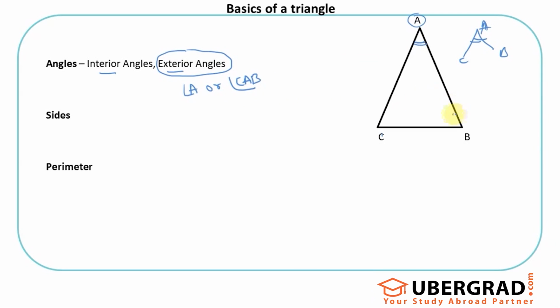Then you have angle A, angle B and angle C. These are three interior angles, and the basic point is the sum of them is 180. That's a useful property that we'll keep using.